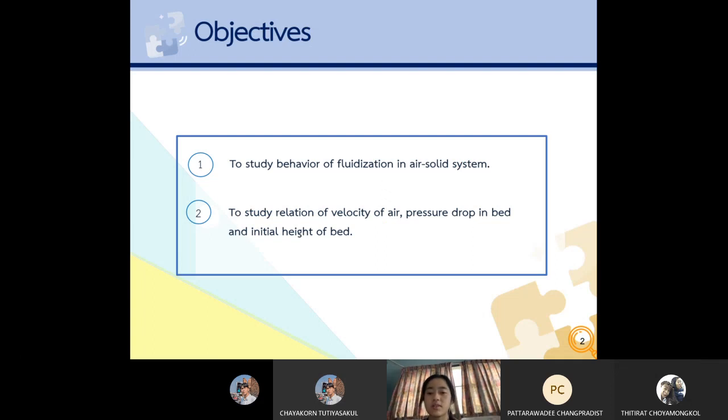We selected fluidization to study the behavior of fluidization in an air-solid system and to study the relation of the velocity of air, pressure drop or pressure difference between initial and final in the bed, and initial height of bed. Our main objective in choosing fluidization is that it can save energy in the chemical process industry and is able to respond to production needs with more efficiency.